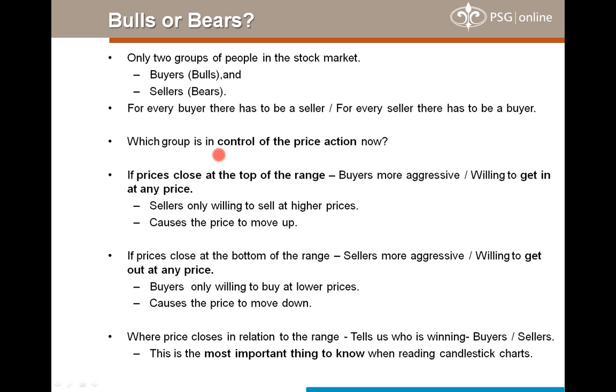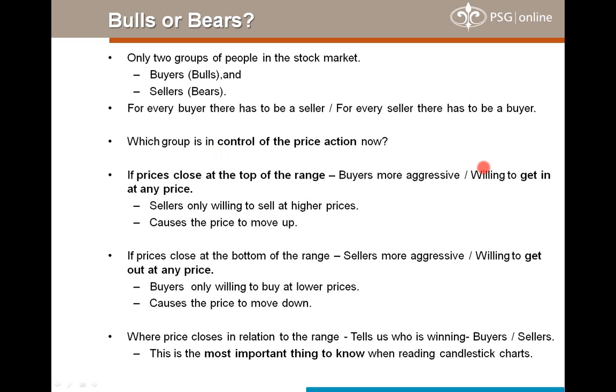I always try to ask myself, what is happening with the price action? Who's in control? Are there more buyers than sellers? And we'll go through this whole process just now. Obviously, if the price closes near the top of the range, buyers are more aggressive. Okay, they're willing to get in at a higher price. Sometimes we talk about panic buying.